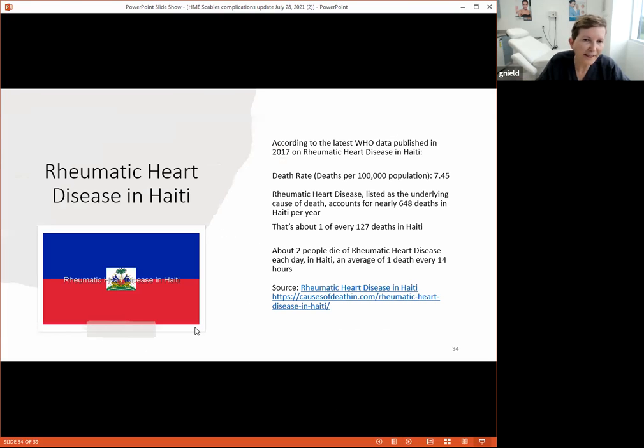So according to the latest WHO data published in 2017 on rheumatic heart disease in Haiti, the death rate per 100,000 is 7.45. And rheumatic heart disease is listed as the underlying cause of death that accounts for nearly 648 deaths in Haiti a year. That's about 1 of every 127 deaths in Haiti. So to put it so we understand, about 2 people die of rheumatic heart disease each day in Haiti, an average of 1 death every 14 hours. And the predominant source is infected scabies.